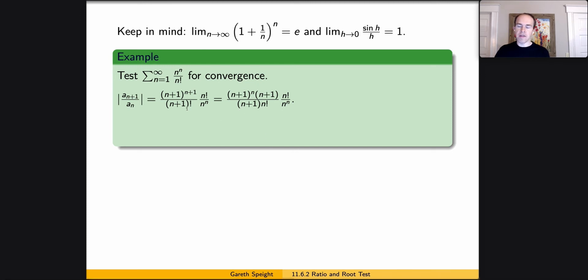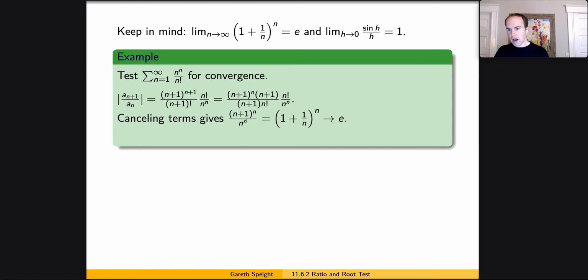And then on the bottom, n plus 1 factorial, you can write that as n plus 1 times n factorial. Then the piece on the right is the same. And now we can make some cancellations, right? So we have an n plus 1 and an n plus 1. Those are going to cancel. We have an n factorial. We have an n factorial. Those are canceling. So we are just left with n plus 1 to the n divided by n to the n.